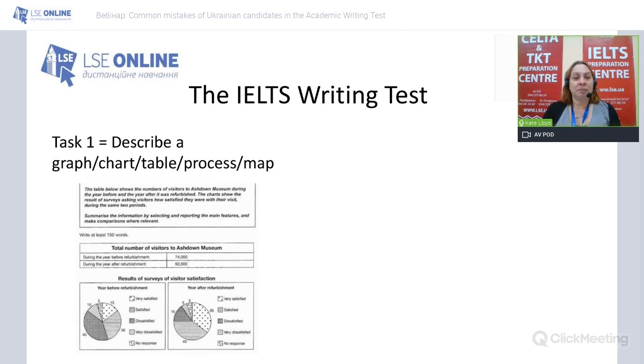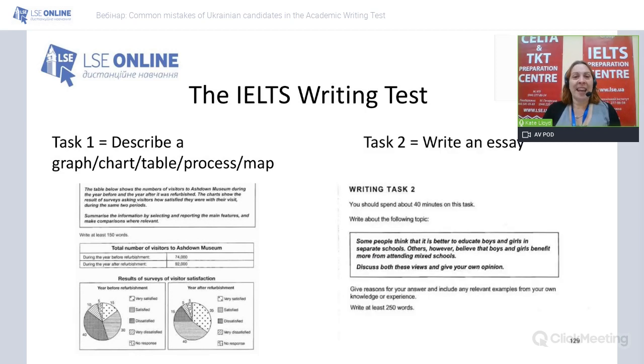Task 2 is an essay. Most people are familiar with essays. You write essays if you've taken a Cambridge First or Cambridge Advanced exam. You write essays for university, for school. Most people know what essays are. We're quite comfortable with those.